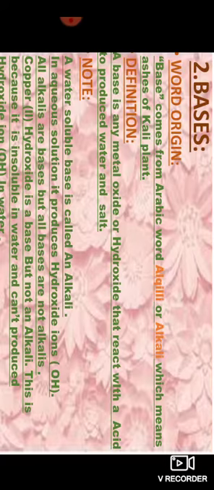Here an example is given, copper hydroxide, Cu(OH)2. It's a base, but it's not an alkali. This is because copper hydroxide is insoluble in water and does not produce any hydroxide ion in water.